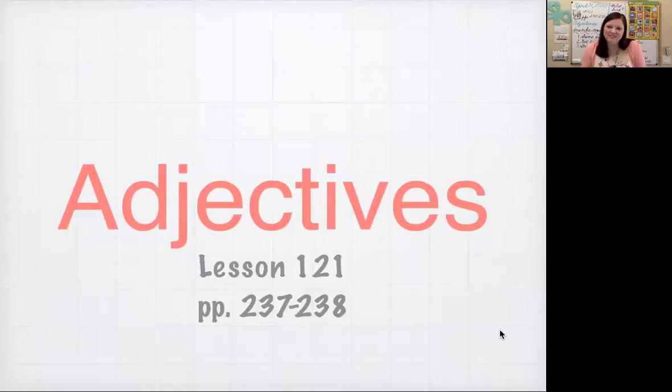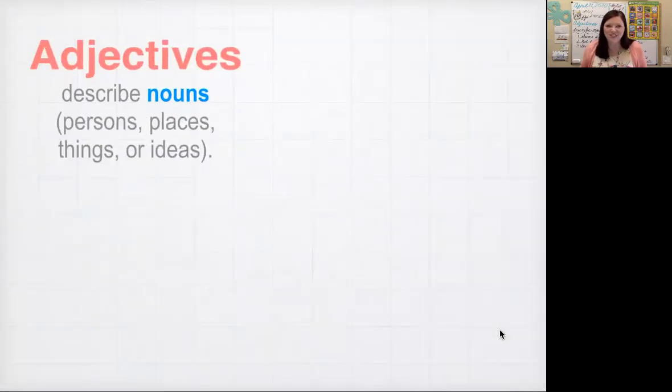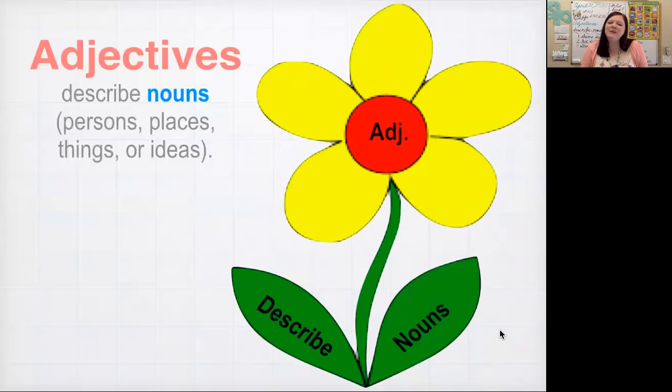We're talking about adjectives, and you can go ahead and open up your book to page 237, and we'll get to page 238 by the end of our lesson today. Well, first of all, we need to know what is an adjective. Adjectives describe nouns. Remember, a noun is a person, place, thing, or an idea. Tell me what a noun means. A noun is a person, place, thing, or an idea. When we're talking about an adjective, you might see it abbreviated this way, ADJ period.